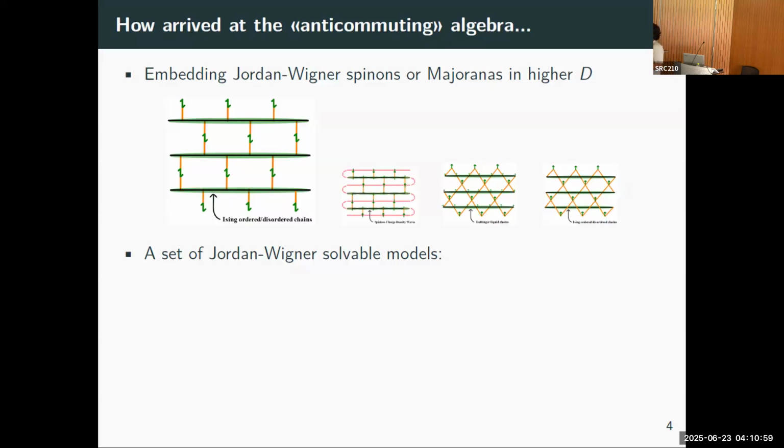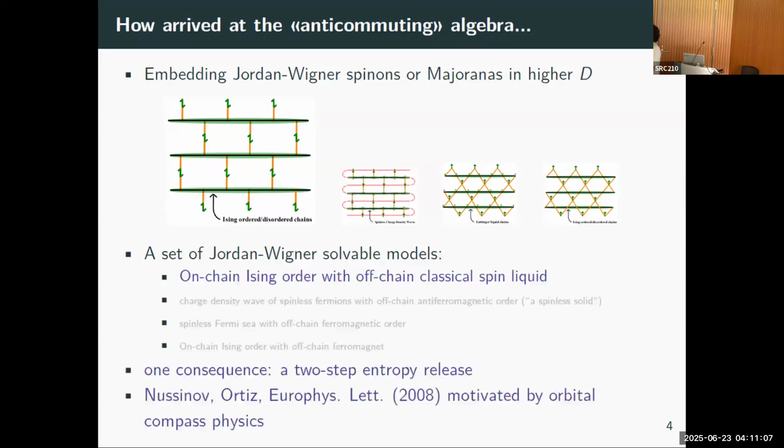And there's a good deal of flexibility in doing this construction. But this particular construction is what led me to the anti-commuting algebra. So what this is, basically, you can think of it as these stacks, these black lines, are a system which have on-chain Ising systems, so just a standard Ising chain.